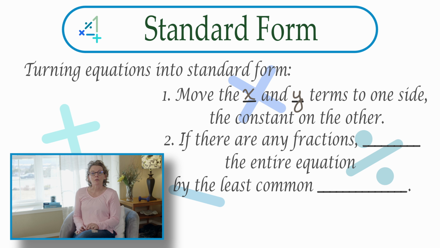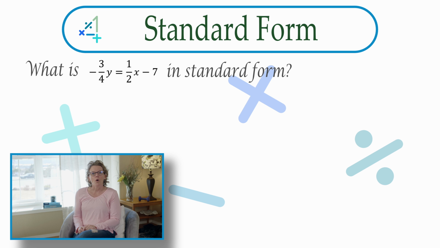Step 2, we'll remember that standard form is not allowed to have fractions. So if we have fractions, we have to multiply the entire equation by the least common denominator to get rid of them. Look at this example. What is negative 3/4 y equals 1/2 x minus 7 in standard form?